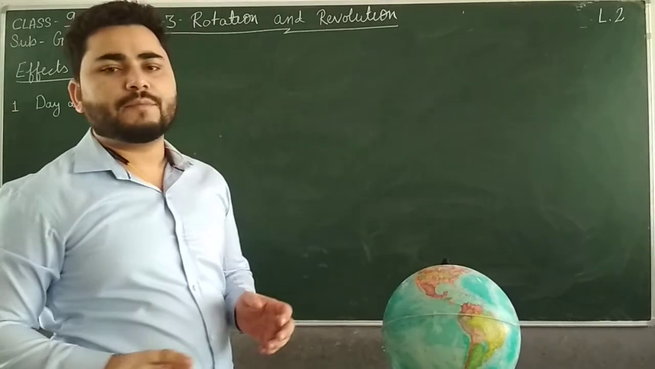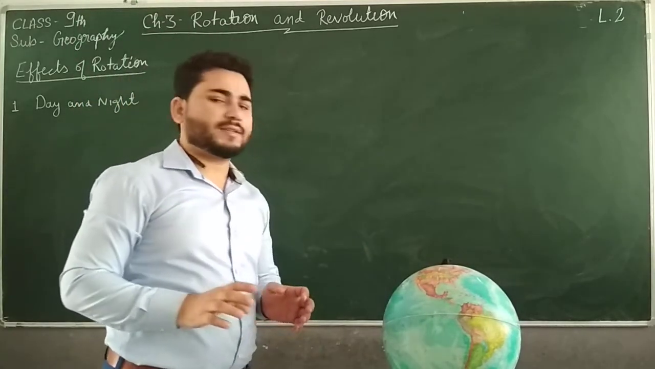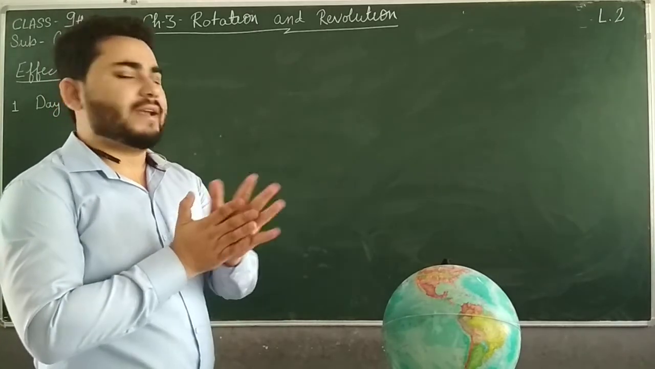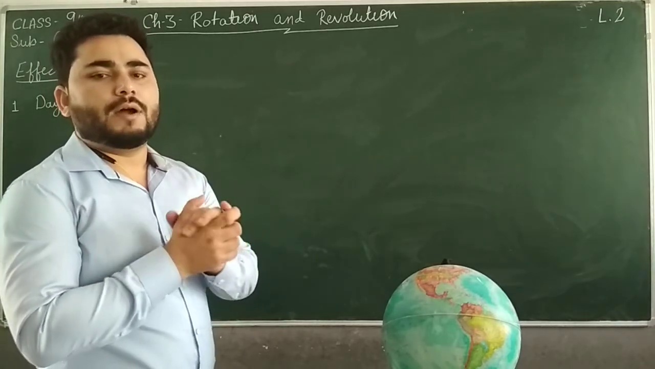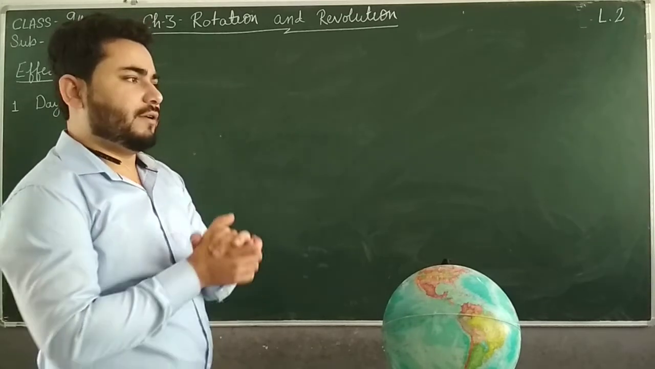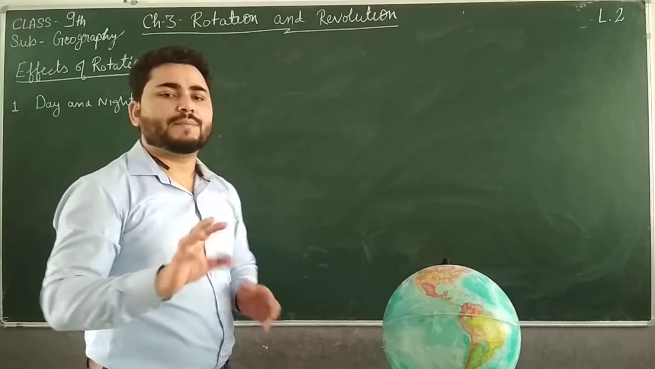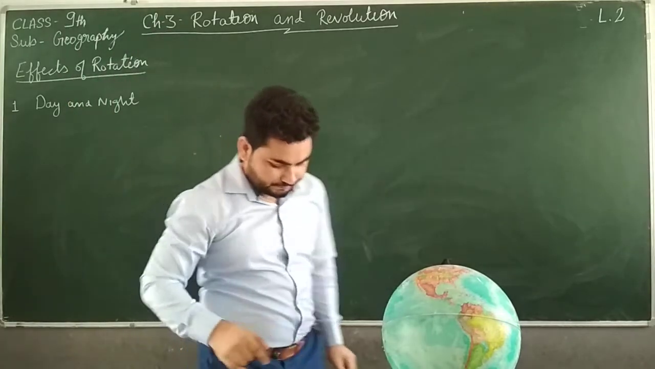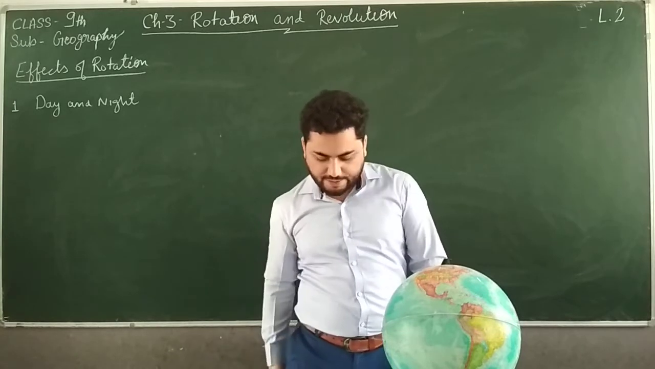Twilight is a time when the sun has set completely, but still light is there, and darkness approaches slowly, until it becomes completely dark. That time period is called twilight. So that was about the occurrence of day and night.